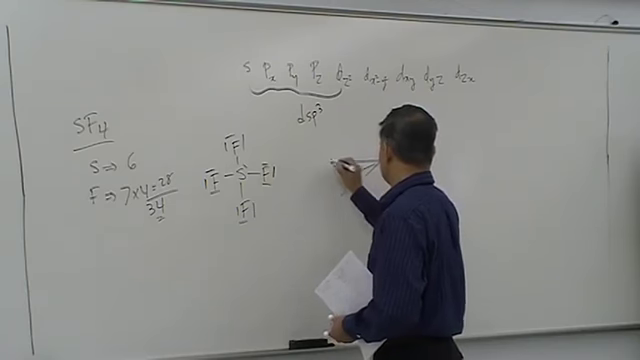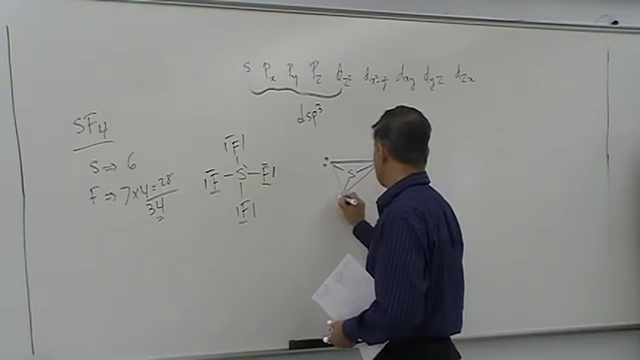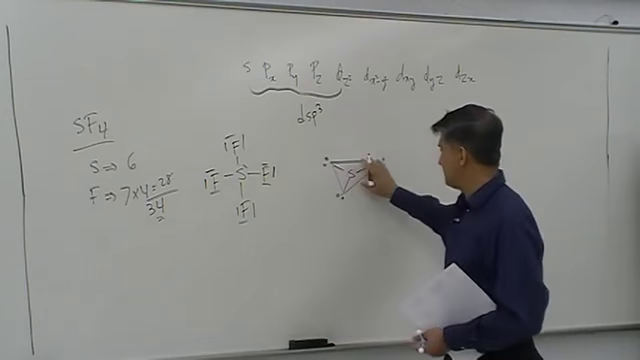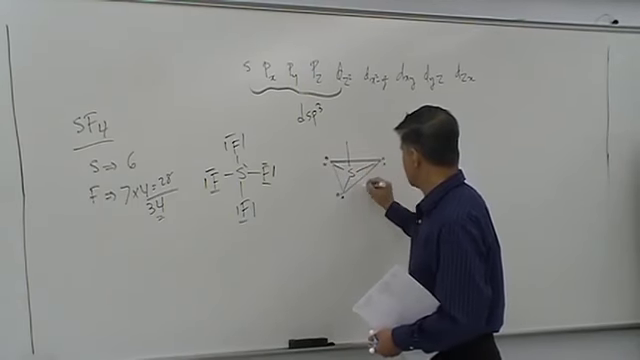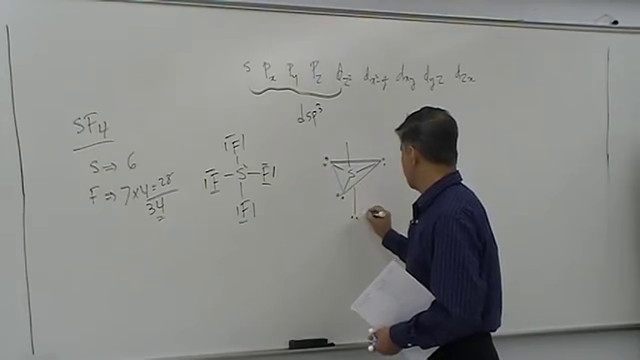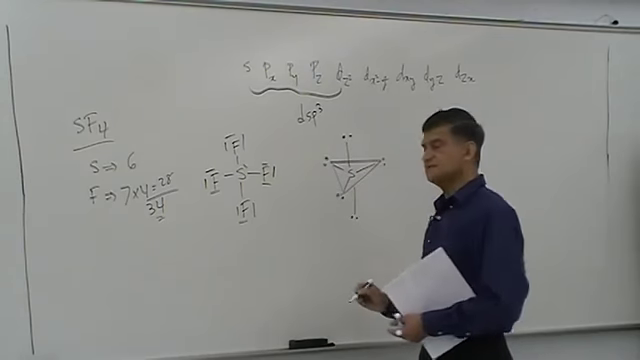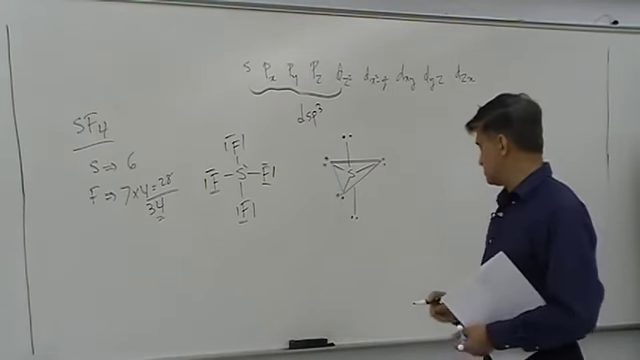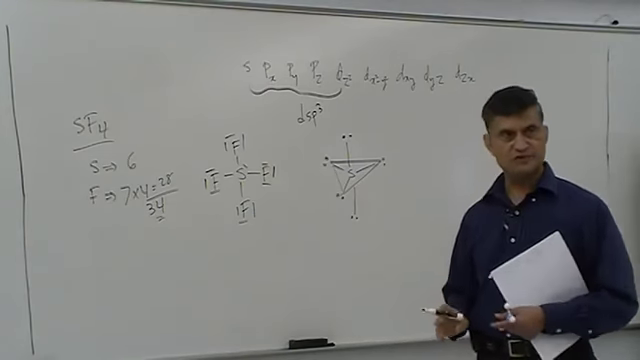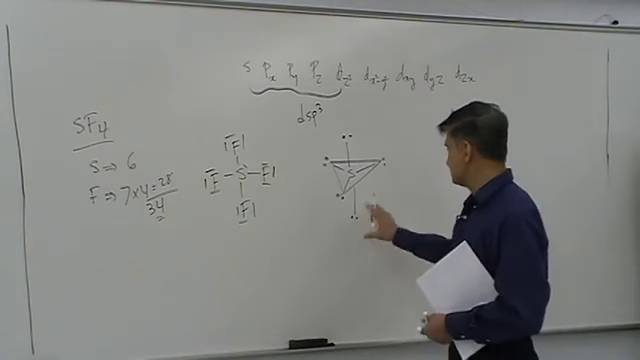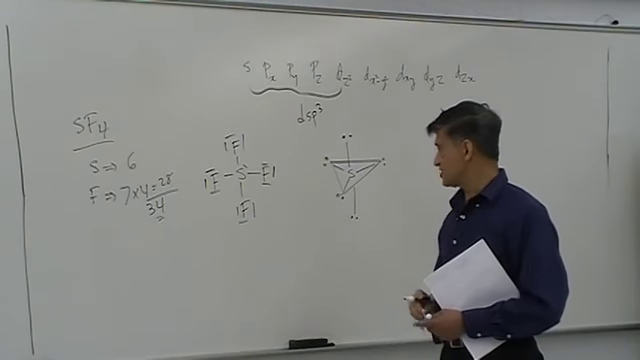1 pair, 2 pair, 3 pair. This is the plane, triangular plane. You have 3 pairs, and then a 4th pair on the top, 5th pair on the bottom. So this is the geometry with 5 pairs of electrons. You have to know these because this gives the minimum repulsion between electron pairs. That's how you can determine these electron pair geometries.